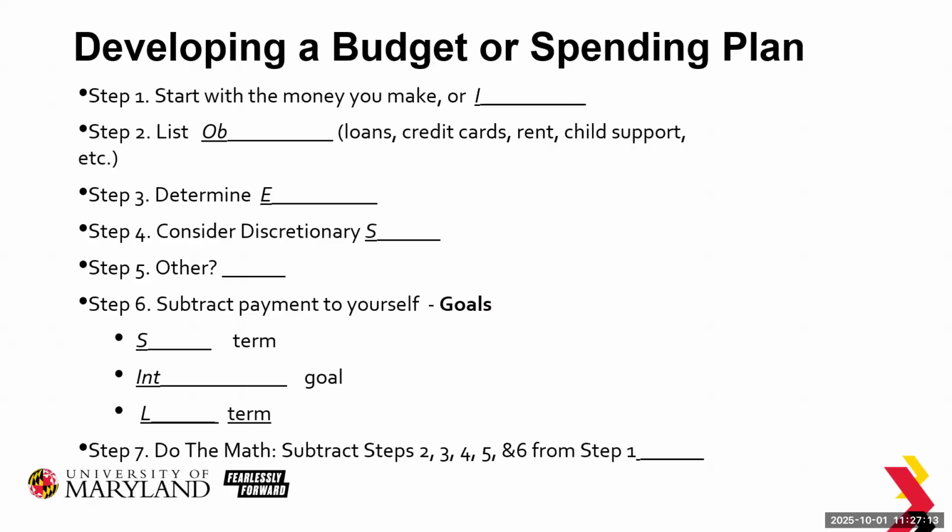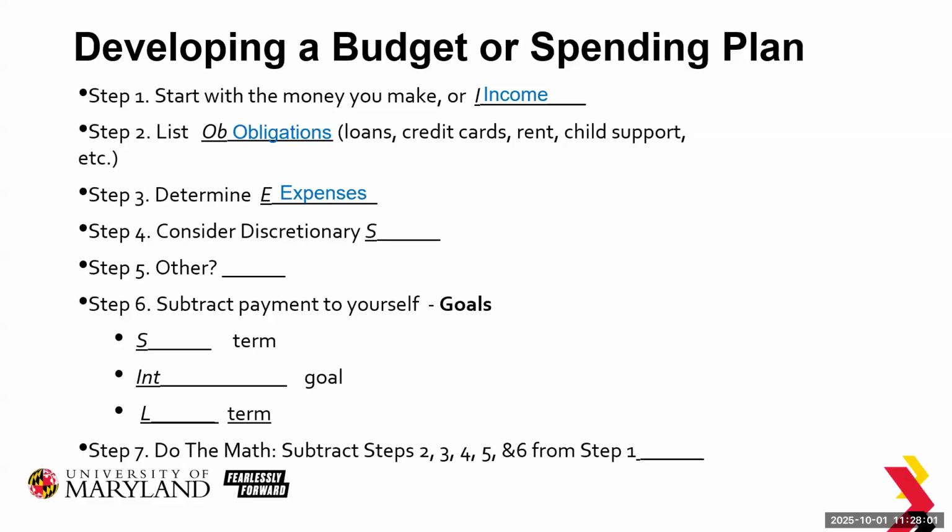So let's do a little interactive activity here. We're going to talk about developing a budget. And step one, start with the money you make. What would the I represent there? Start with the money you make. That is the same as income, yes. And list blank, OB. What would be the OB? Yes, Rebecca's on it there. Obligations. And then you're going to determine your, starts with an E, expenses, yes.